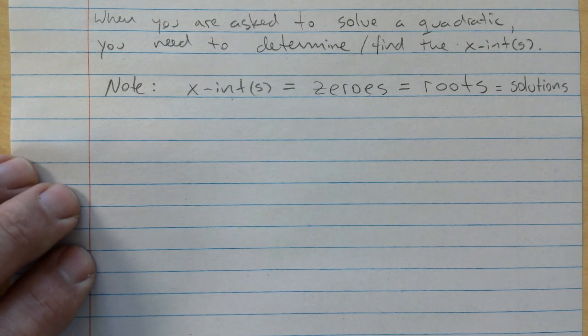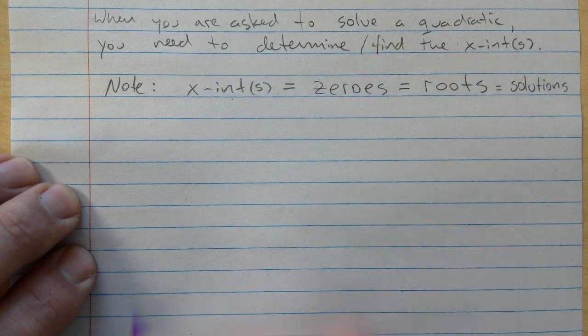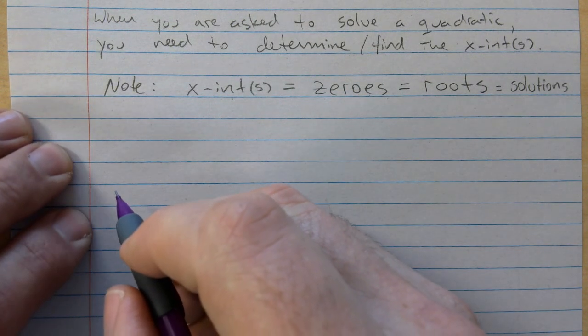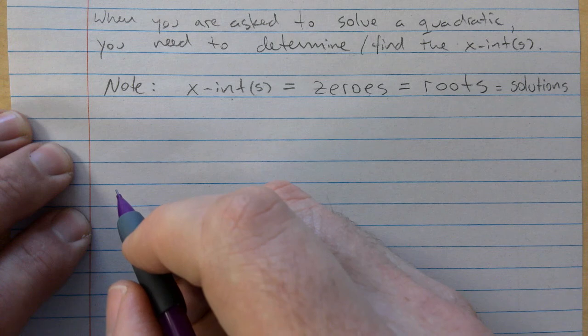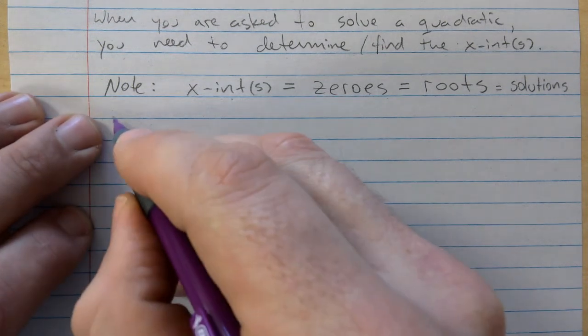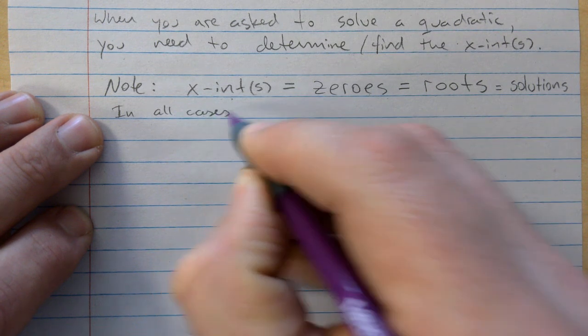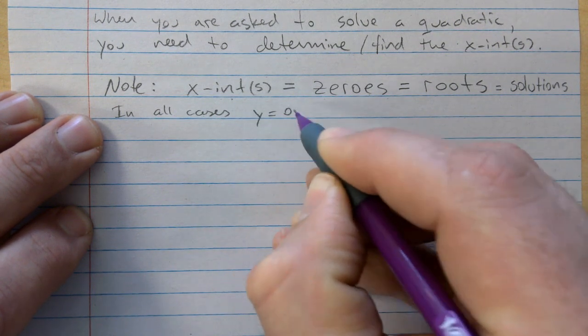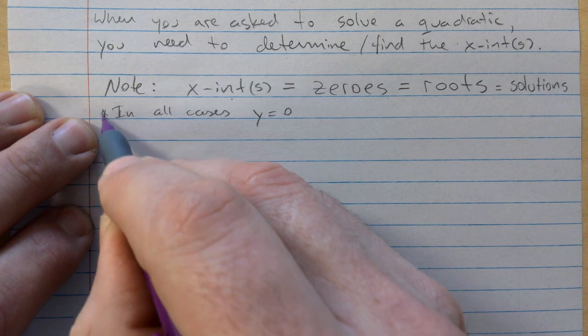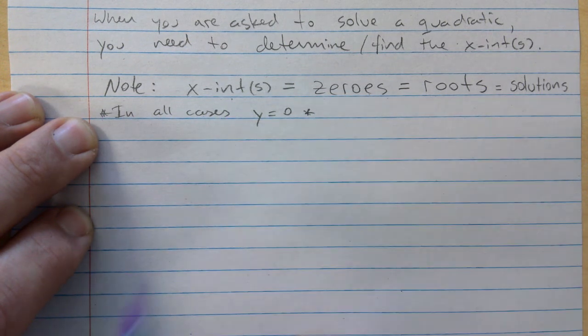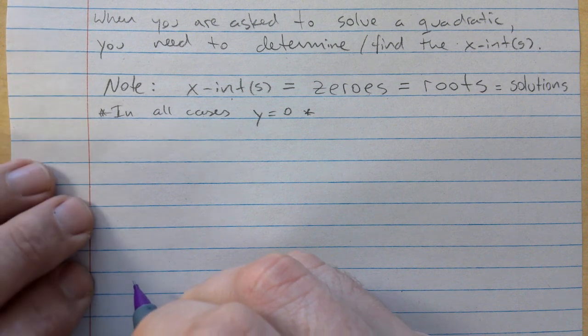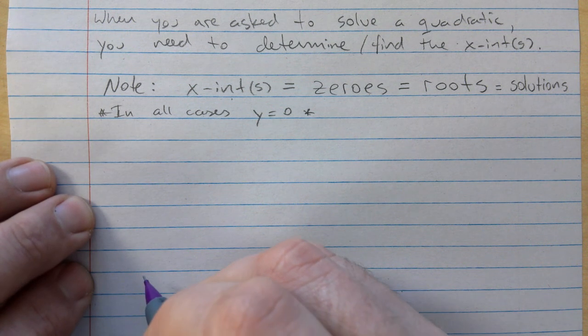Should have probably mentioned it before that the other AC we did, right? But I told you what that was. In all cases, y is equal to 0. Remember that, because that's really the definition of x-intercept, right? When does it hit the x-axis? When y is equal to 0.